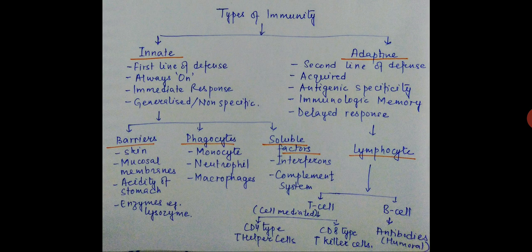CD8 type of T cells are also known as killer T cells, who directly find a specific target and kill them, while CD4 type of T cells are also known as T helper cells, and as the name suggests, they help other cells of the immune system like B cells and macrophages to propagate, to develop, and thus help in boosting the immunity.